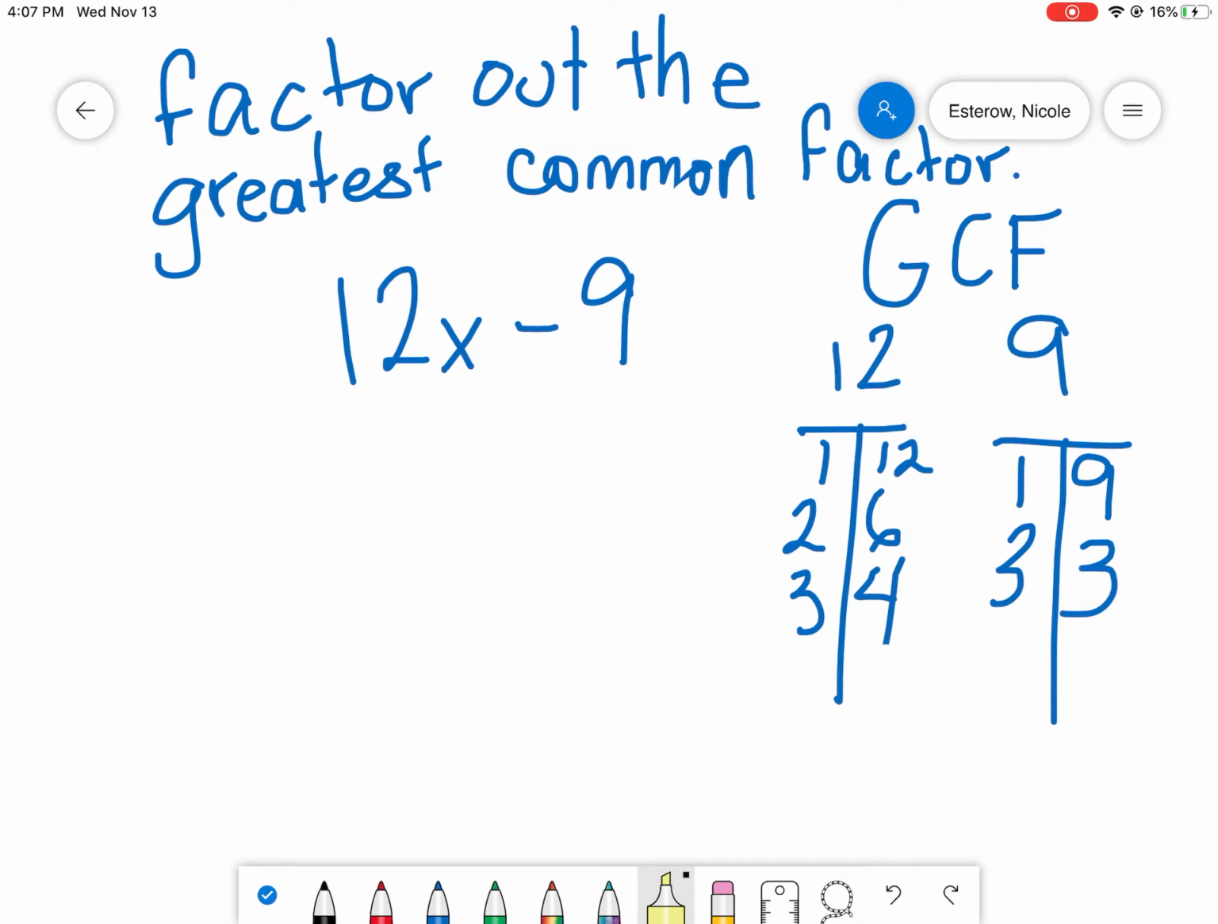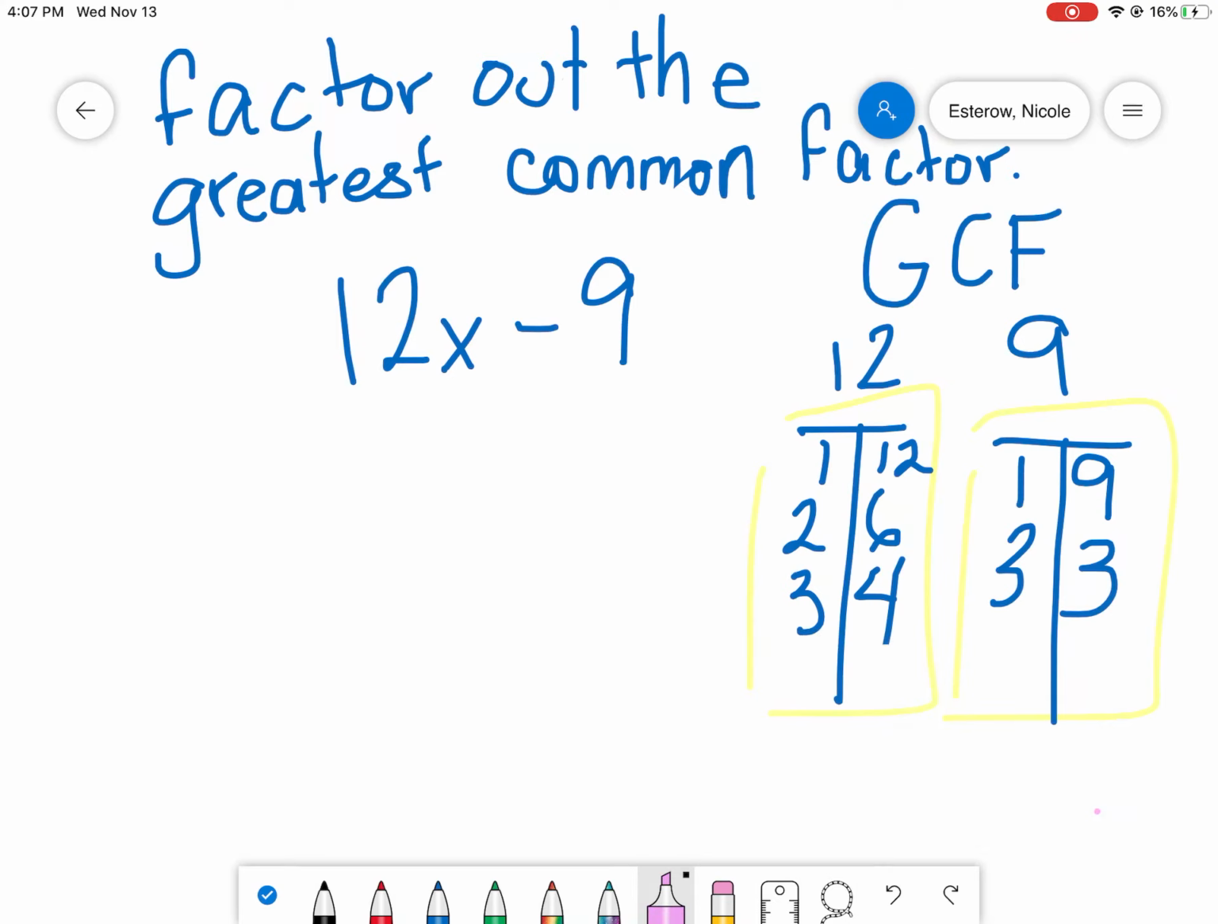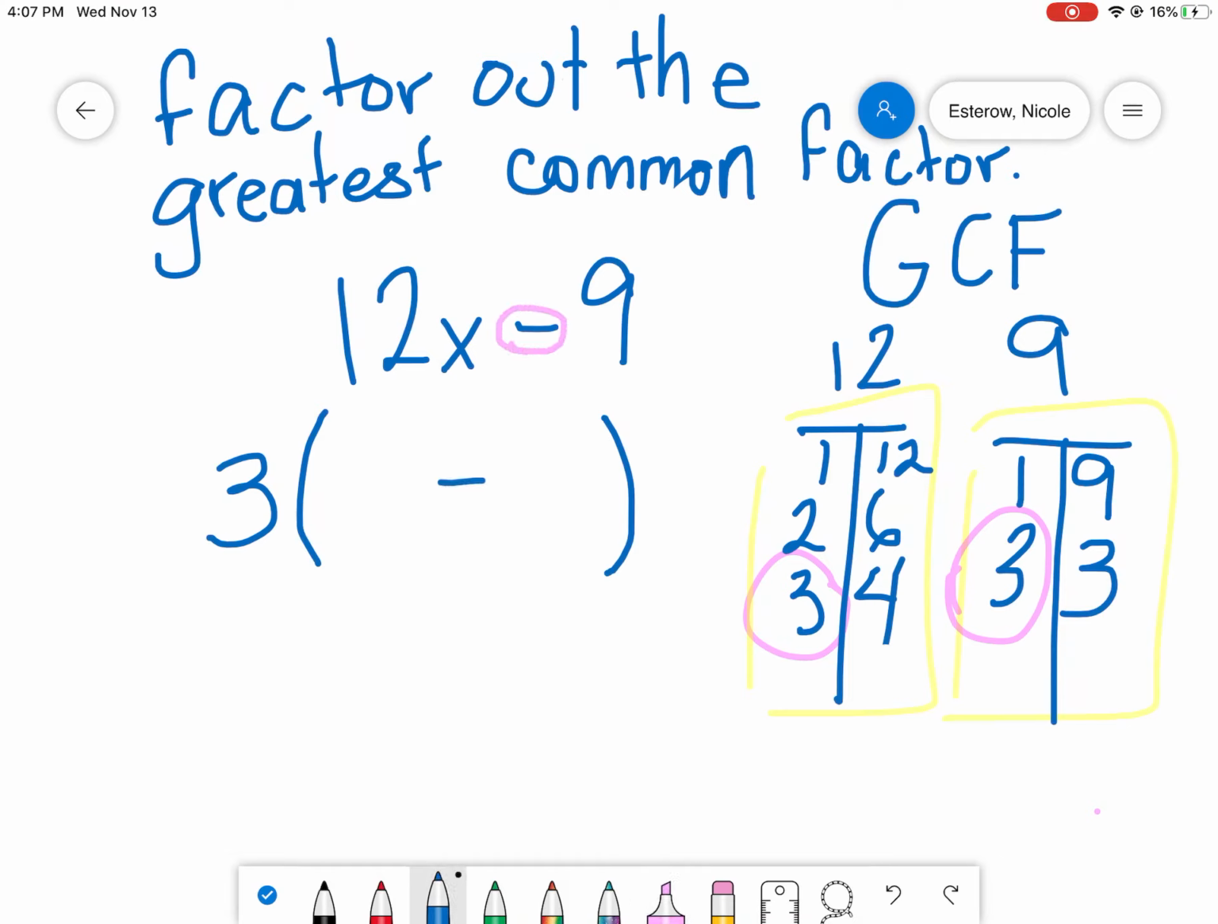Now I need to take my two charts, so this chart and this chart, and see what numbers are common on each. So I notice that there's a 3 here and a 3 here. So I'm going to write that number as part of my answer. Next to the greatest common factor, I'm going to draw parentheses. And because I have a subtraction sign here, I'm going to draw a subtraction sign in the middle of my parentheses.